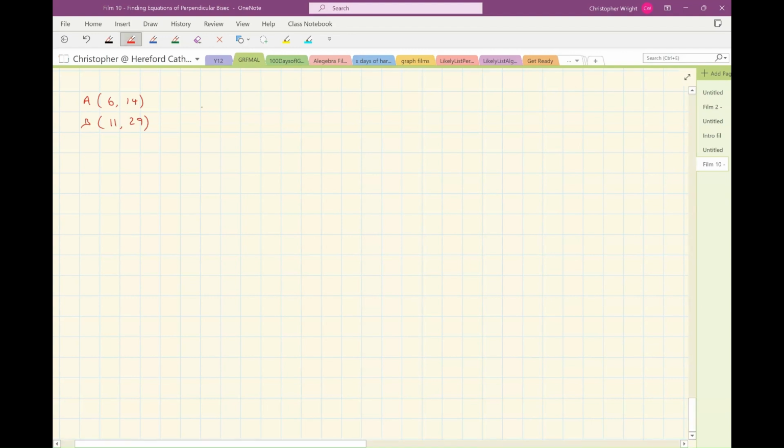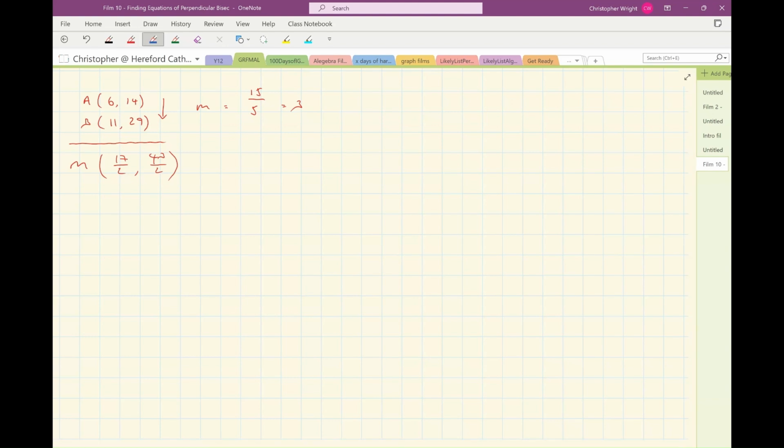The first thing I'm going to do is find the gradient of the line segment AB. So lowercase m, I'm going to go top to bottom. 14 to 29, that's a change of 15. 6 to 11 is a change of 5. There you are, the gradient is 3. And I'm also going to need to know the midpoint of AB. So capital M, my midpoint is 11 plus 6 is 17, 17 over 2, comma, 14 and 29 is 43, so 43 over 2. So there's my midpoint, and there's my gradient of the line segment AB.